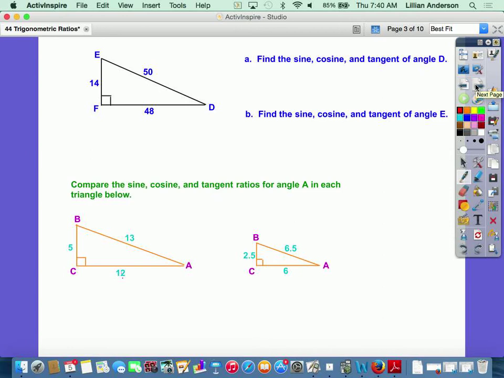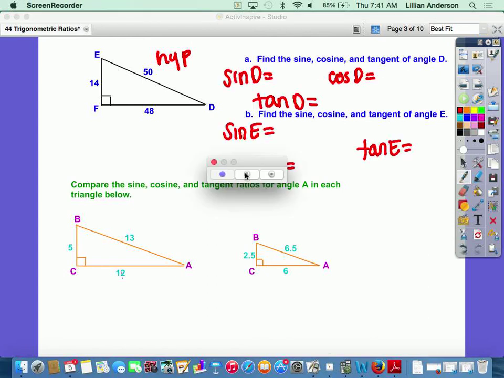Okay, try this. Same thing, you're finding the sine, cosine, and tangent of angle D, and then the sine, cosine, tangent of angle E. Something that can help you out is label your sides, okay? We already know that 50 is our hypotenuse because it's across from our right angle, but you have to figure out what's your opposite side, what's your adjacent side compared to the angles, okay? So try these, pause this video.